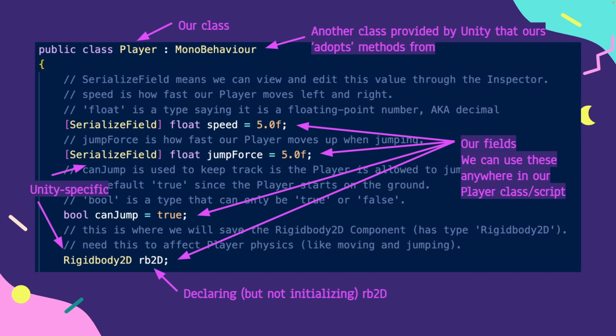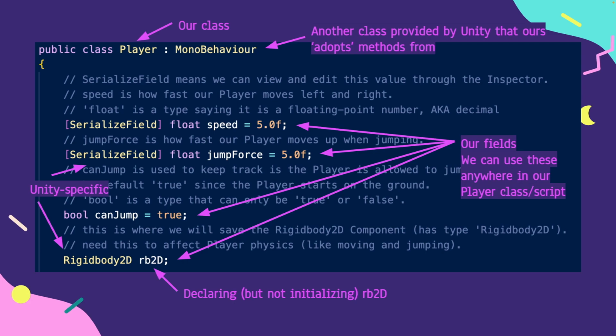So for example, speed, jump force, can jump, and RB2D are all fields because they're defined at the very top, outside of any function. And then we have stuff like SerializeField and Rigidbody2D as a type. Those are Unity specific, right? So this is where you can learn C#, but it's still going to be very different to use it inside of Unity. And again, these fields, we can use them anywhere in our script.